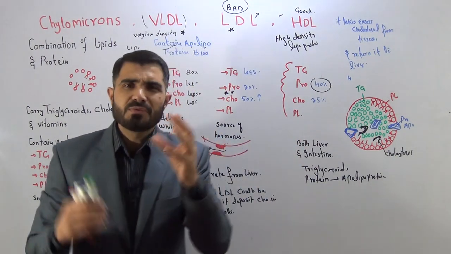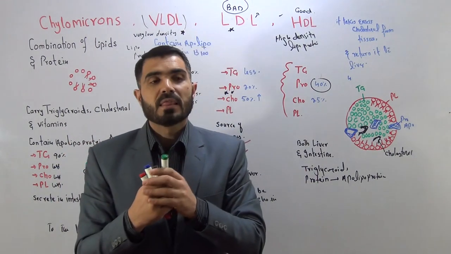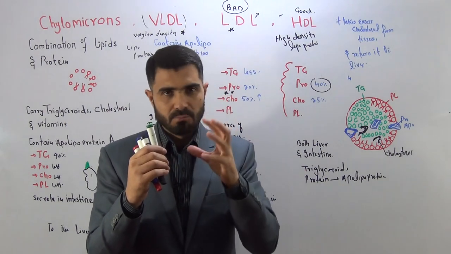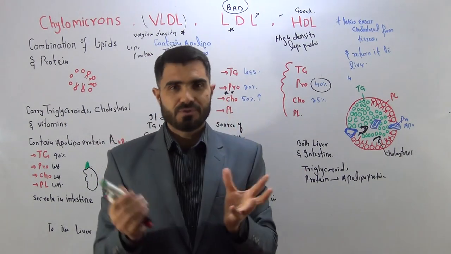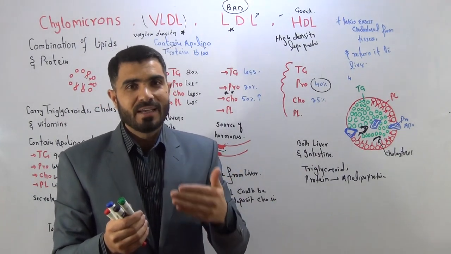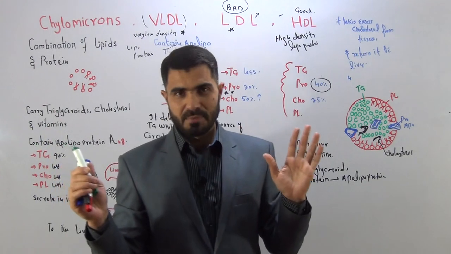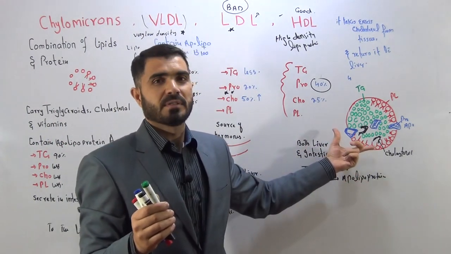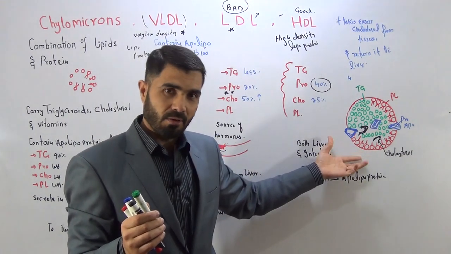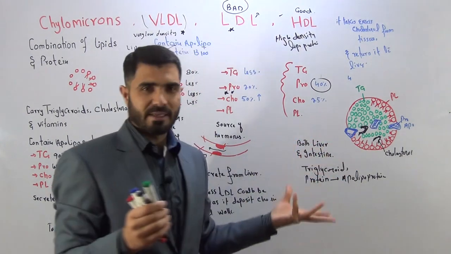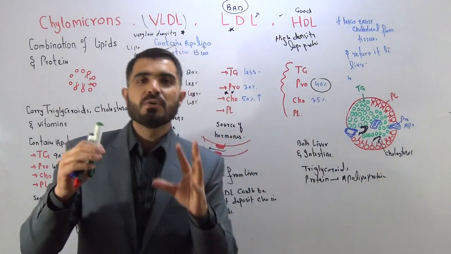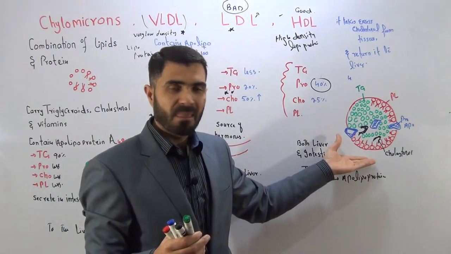So these four things, when they combine together, will make a more or less ball-like structure that is called chylomicron, VLDL, HDL or LDL. So this diagram is a perfect diagram for you to understand what is chylomicron, VLDL and LDL. These are just ball-like structures, and you can see all the four individual components here.